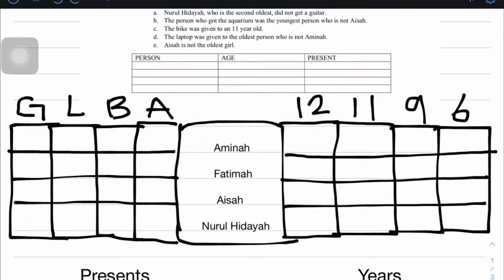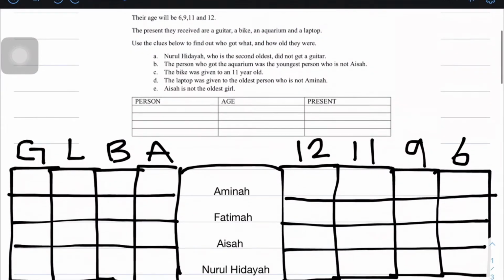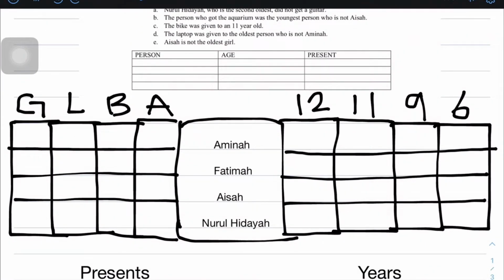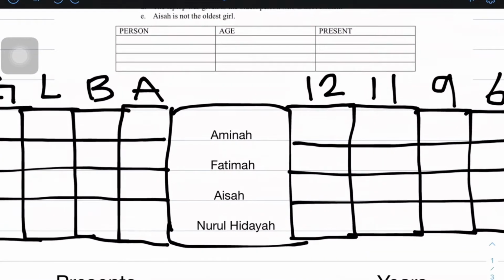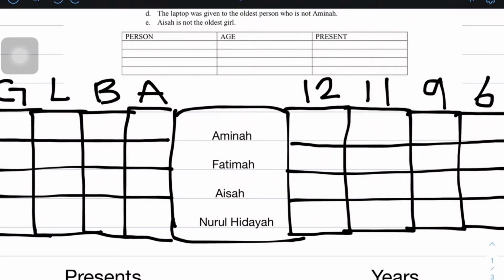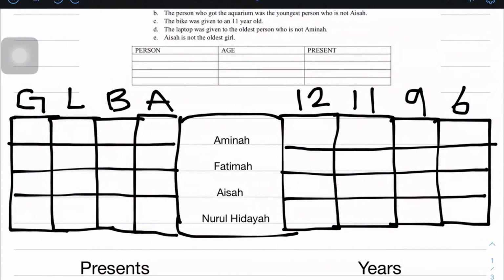In order to solve this question, we must construct a table. First of all, we must list the names, which are Aminah, Fatimah, Aisyah and Nurul Hidayah. A friendly reminder: before you construct a table, you must ensure that the list of names is in the middle. Why? Because if we put the names in the middle, we can easily detect how old she is and what present she gets.